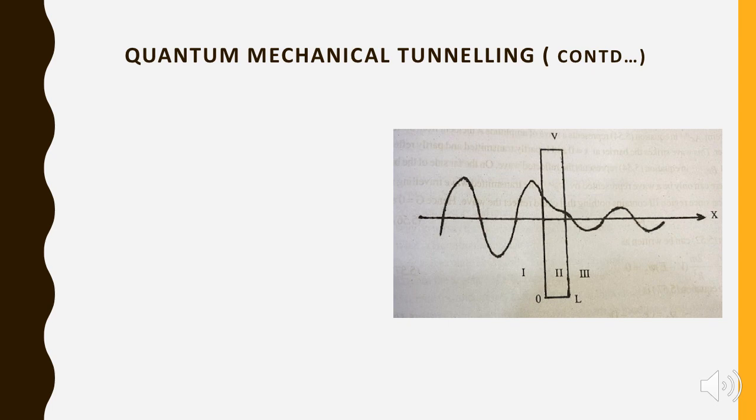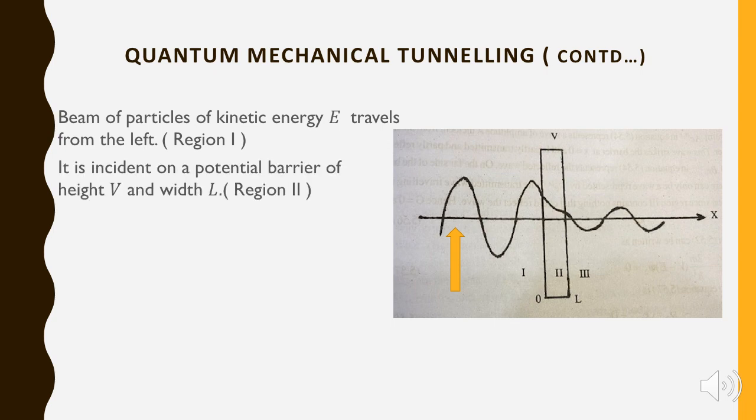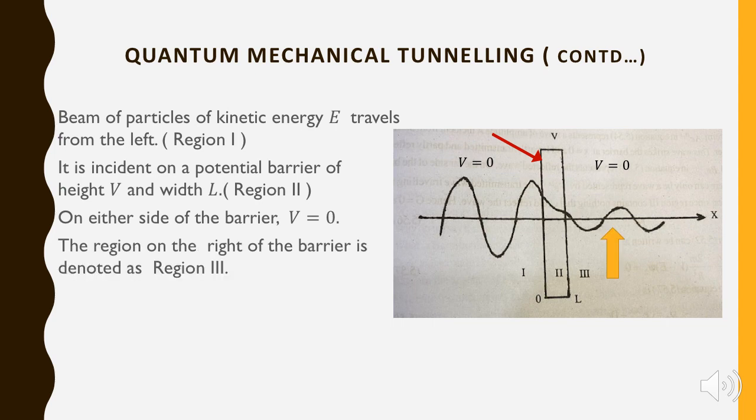We discuss the case as shown here. A beam of particles of kinetic energy E travels from the left, that is region 1, shown by the yellow arrow. That beam is incident on a potential barrier of width L and height V, that is region 2. On either side of the barrier, potential V is equal to 0. To the right of the barrier, the region is denoted as 3. Now we will apply the Schrodinger equation in each region separately.